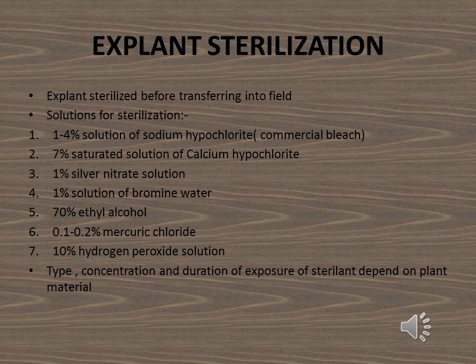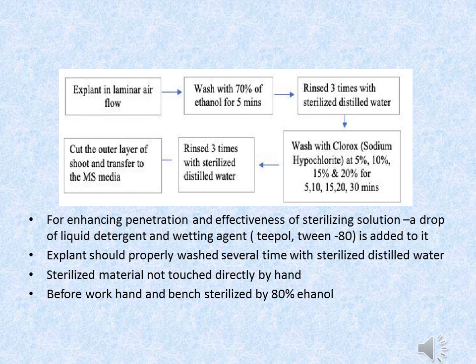Fifth is 70% ethyl alcohol solution. Sixth is 0.1 to 0.2% mercuric chloride. Seventh is 10% hydrogen peroxide solution. The types, concentration and duration of exposure of the particular sterilant to be used depend on the plant material that is used for the experiment. The picture is showing sterilization of explant.